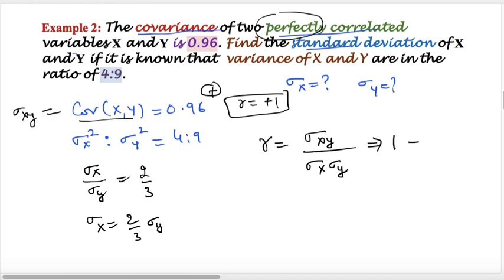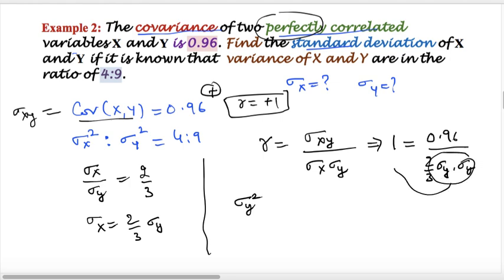R is 1. The product of the standard deviations of x and y is given as 0.96. Sigma x and sigma y are not given directly; they are given in terms of a ratio. So I'm going to substitute the value of sigma x as 2/3 times sigma y. When we simplify, I can write sigma y square in the numerator. We can shift this value across, and on this side I'll get 3/2 times 0.96.